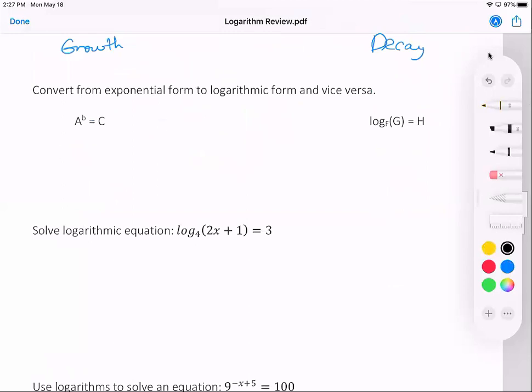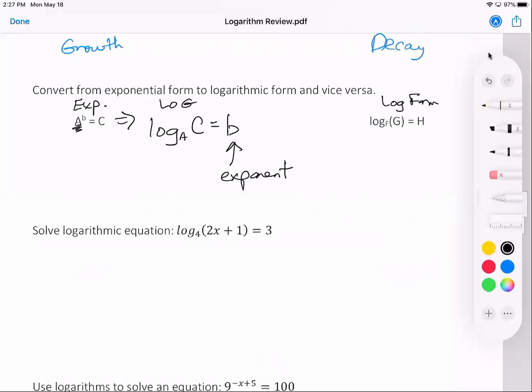Next, we'd like you to be able to convert from exponential form to logarithmic form and vice versa. So this first one is in exponential form, and this one's in log form. If we were to convert this to logarithmic form, we would say this is log base a of c equals the exponent b. The logarithm is an exponent, so it equals the exponent, whereas a is the base. So this is the bacon and eggs, if you remember that phrase.